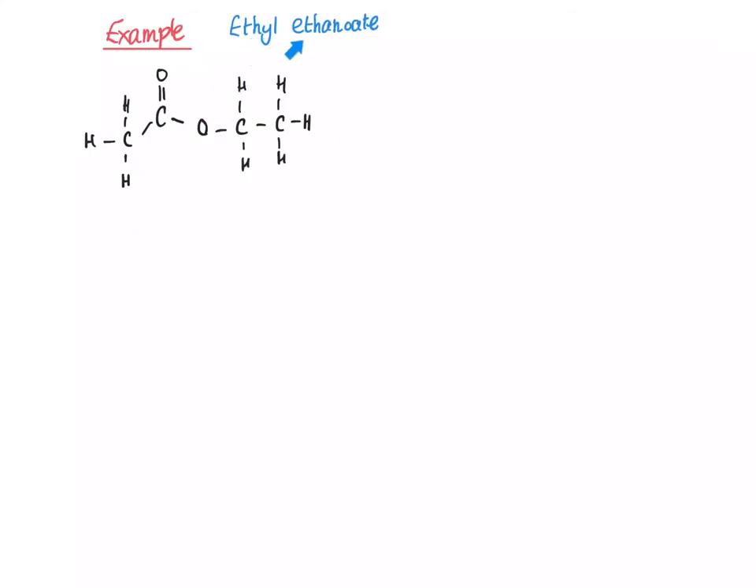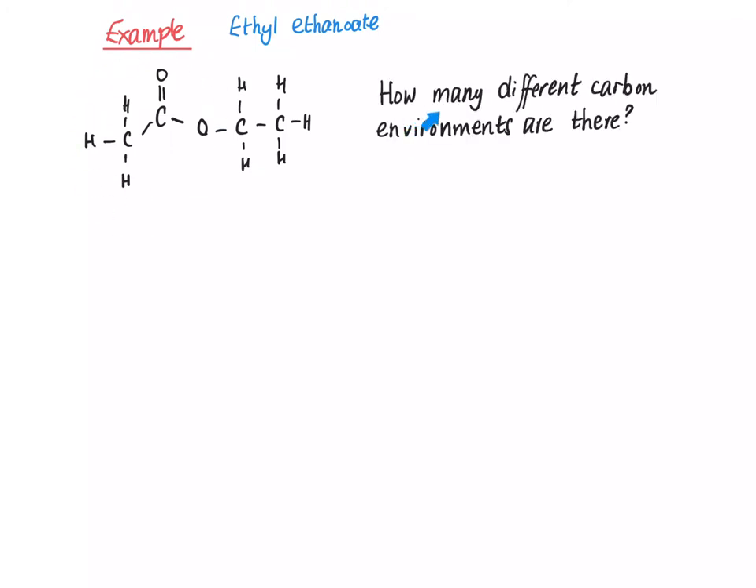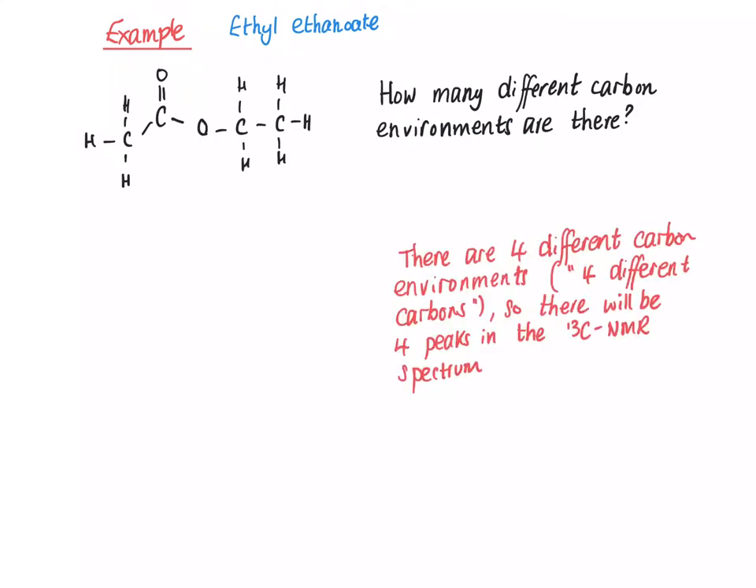So let's look at this example. Ethyl ethanoate, the ethyl ester of ethanoic acid. The question you need to ask is how many different carbon environments are there? There are 4 different carbon environments, 4 different carbons: 1, 2, 3, 4. So there are going to be 4 peaks in the carbon-13 NMR spectrum.